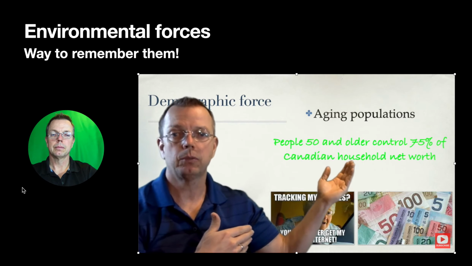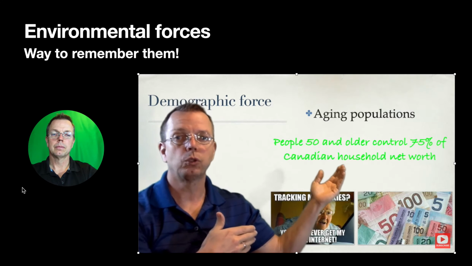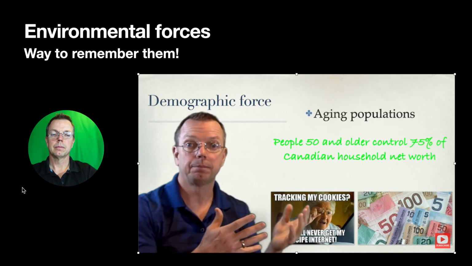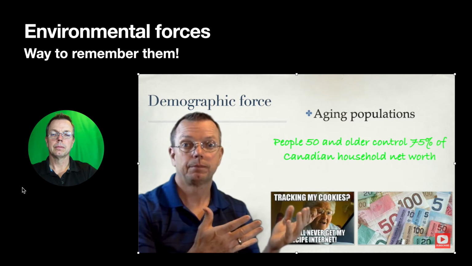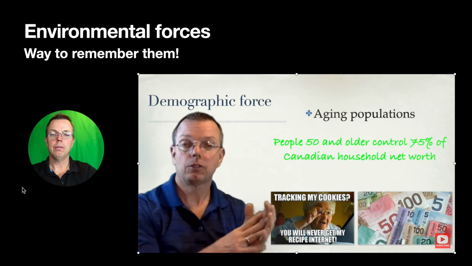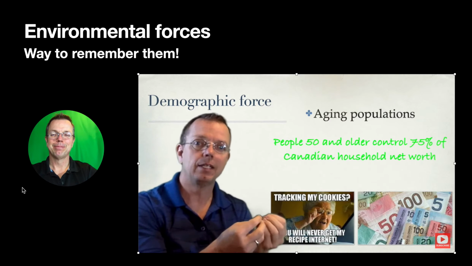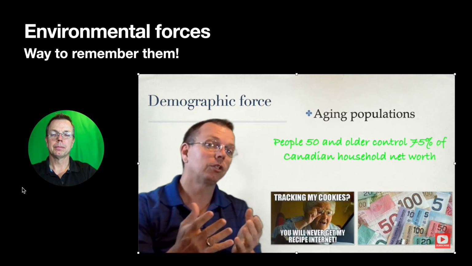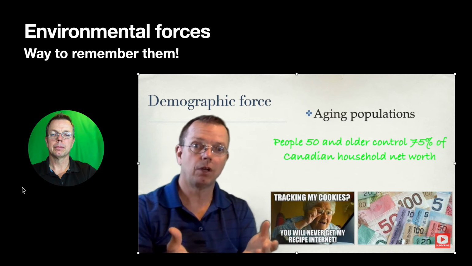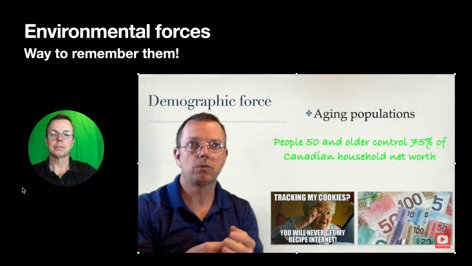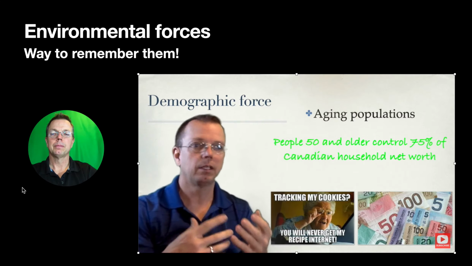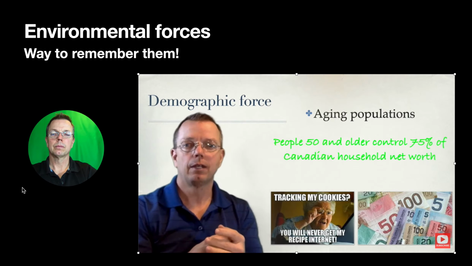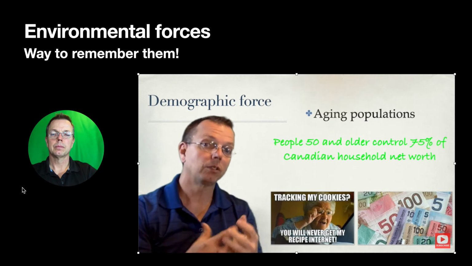People aged 50 plus control 75% of the Canadian household net worth. What does that mean? What does net worth mean? How much money they have? So it's actual money that is in the household. They are the ones in the household that have the money. Think of yourself. I'm sure you don't have thousands and thousands of dollars of disposable income that you can use to go out and buy new computers and lighting and all these social media tools that you need to be streaming online. You don't have that. Your parents and your grandparents are the ones that have the money.